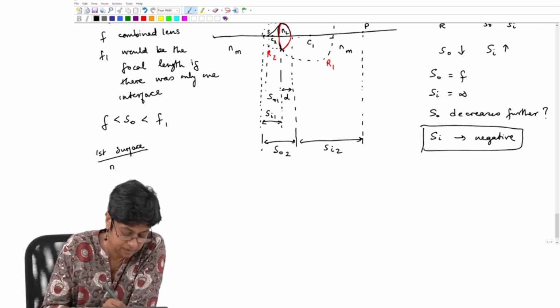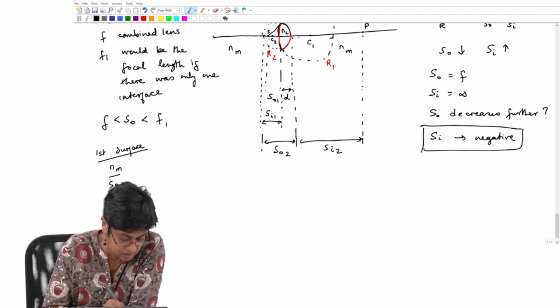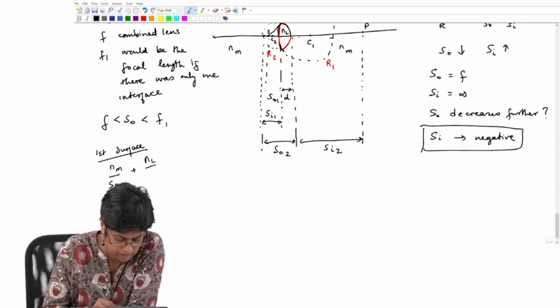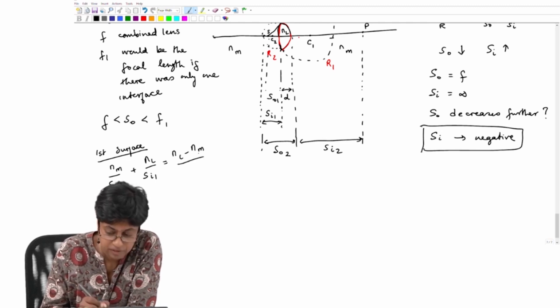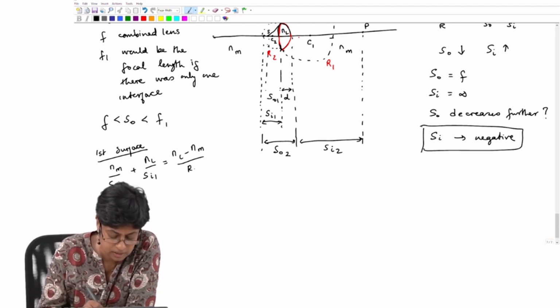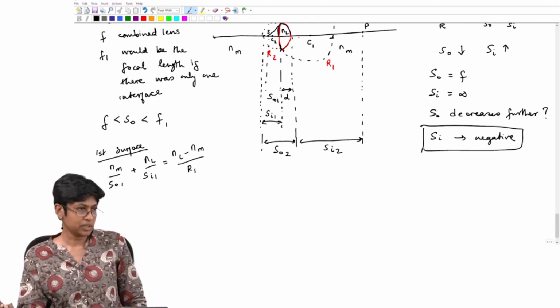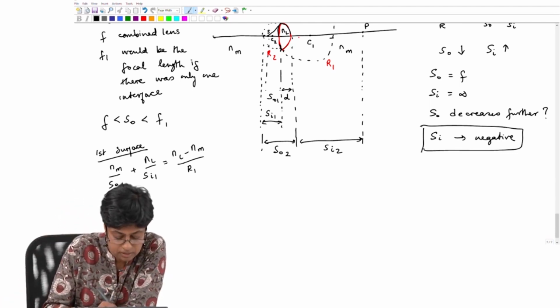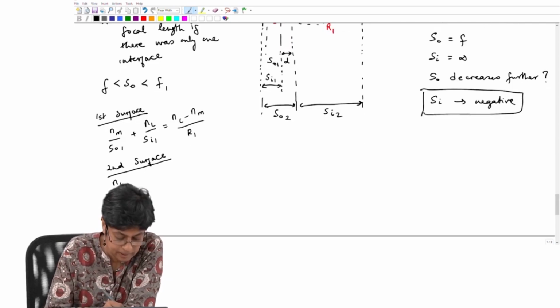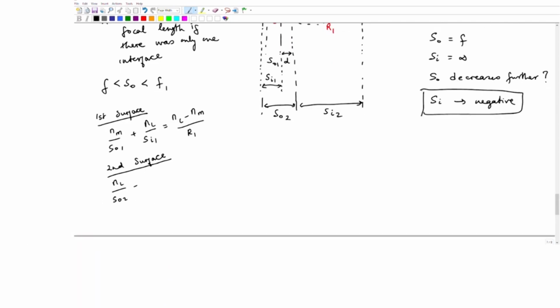So I have n_m by S_o1 plus n_L by S_i1 is equal to (n_L minus n_m) by R1, where R1 is the first radius of curvature it sees. That's the equation for the first surface. And the equation for the second surface: n_L by S_o2 plus n_m by S_i2 is equal to (n_m minus n_L) by R2.